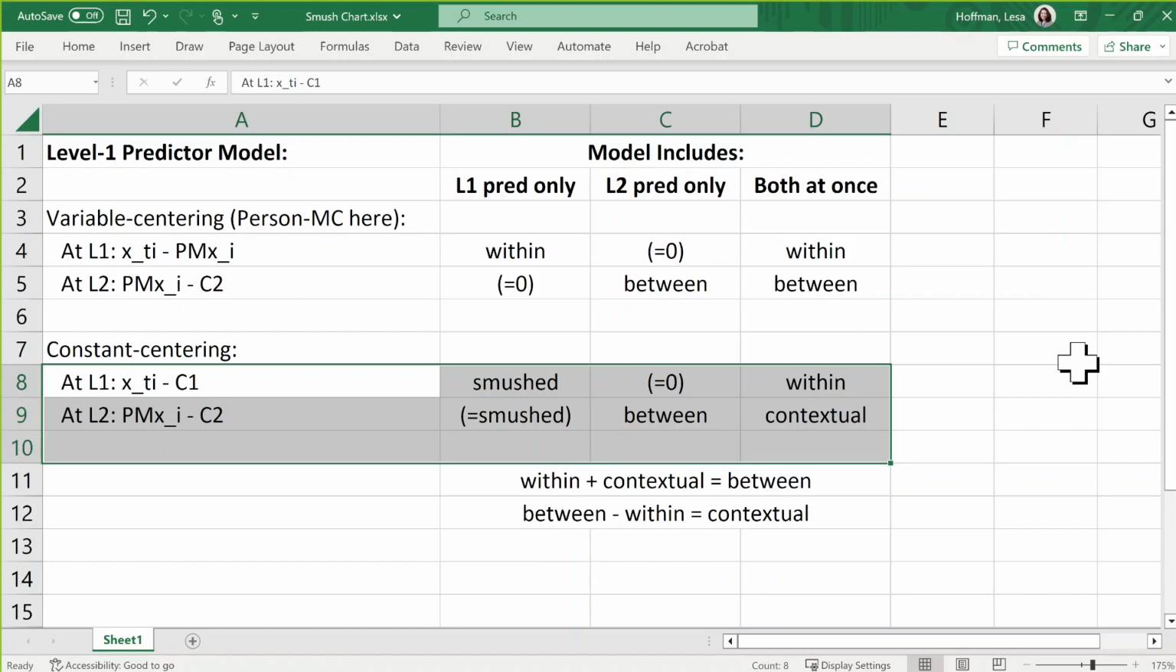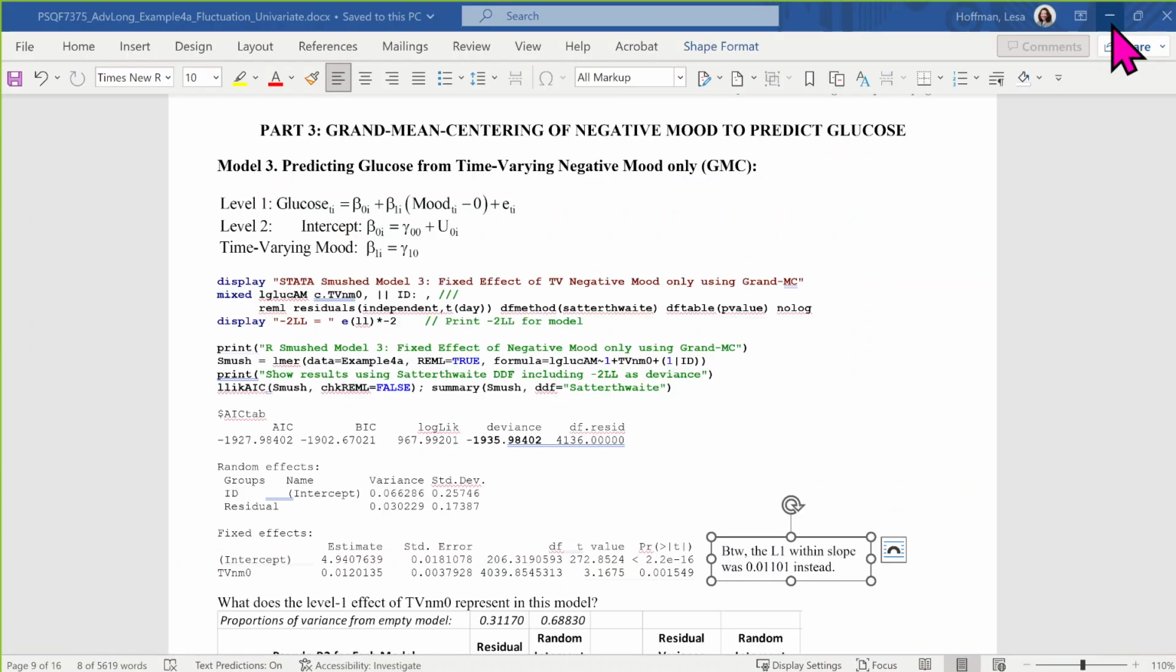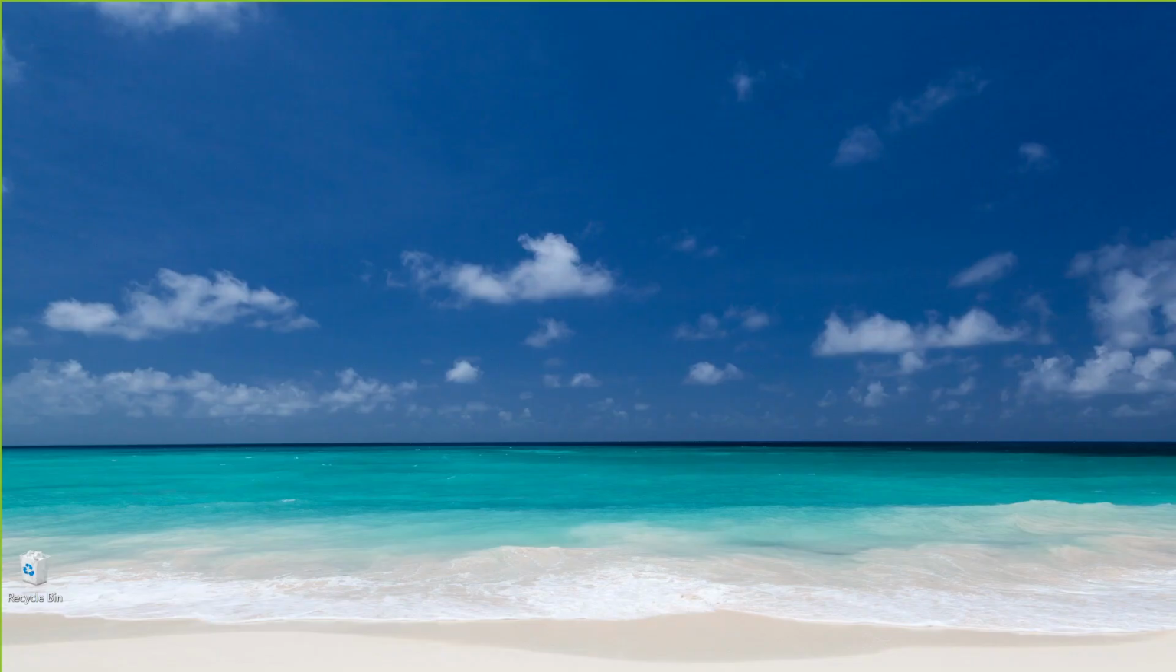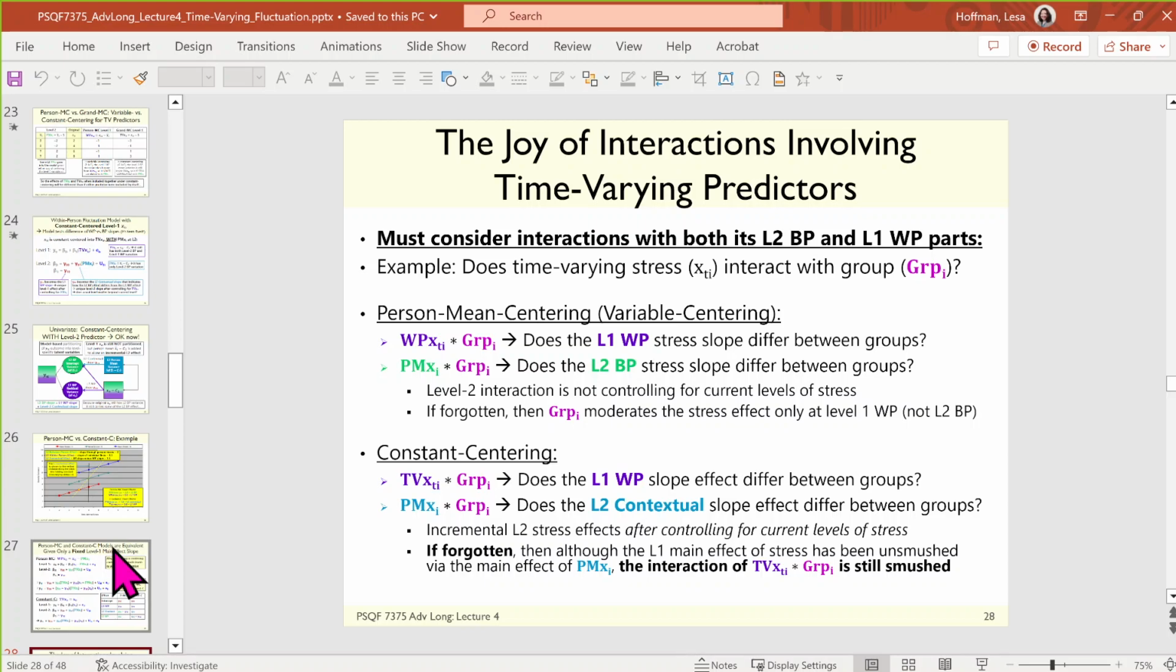All right. Okay, gonna save this. We're gonna talk about interaction terms then as a precursor to what happens in our example. So I'm on slide, let's see here, 28, that's where I am. We're talking about interactions involving time-varying predictors. So the idea of moderation.